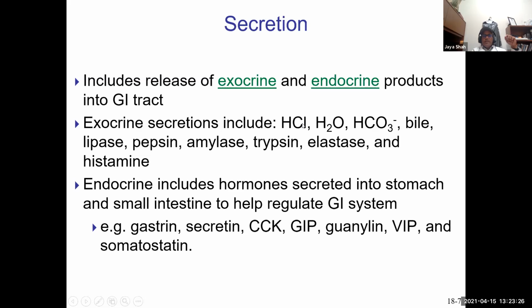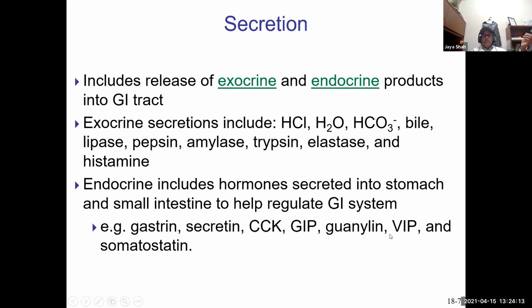So exocrine secretions include hydrochloric acid, water, bicarbonate, bile from your liver, lipase from your pancreas, some amount from your tongue, pepsin from your stomach, amylase from your salivary glands and pancreas, and trypsin, elastase, chymotrypsin from your pancreas. Histamine is from the local cells. It is not like the others in your GI tract. It is called paracrine secretion. It acts on local cells, okay?